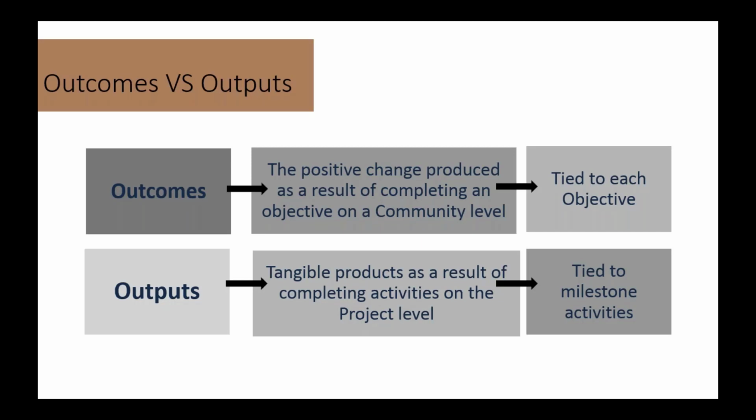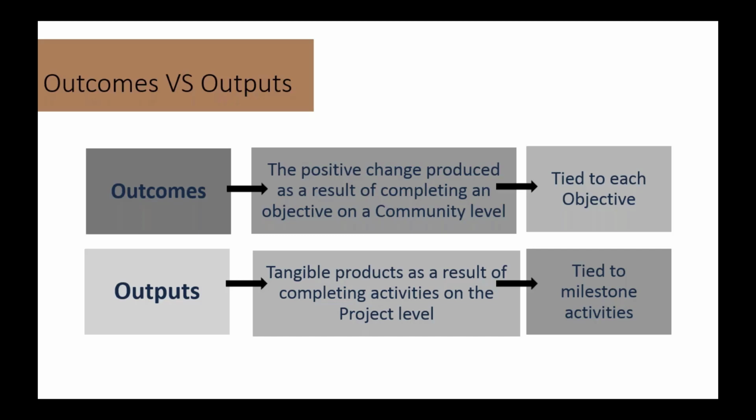Okay, some people find outcomes and outputs, all these components, are probably swirling in your head. So to provide some clarity between outcomes and outputs, the outcomes are the positive change as a result of completing an objective. And you're going to see this on a community level. So people are increasing their fluency, they're decreasing unemployment, they're better trained to get those jobs they need. These are the results we're seeing on a community level.